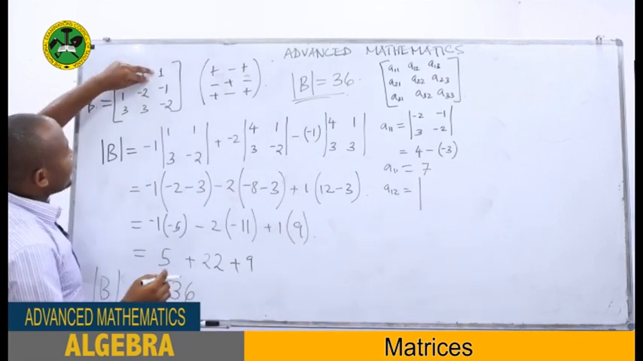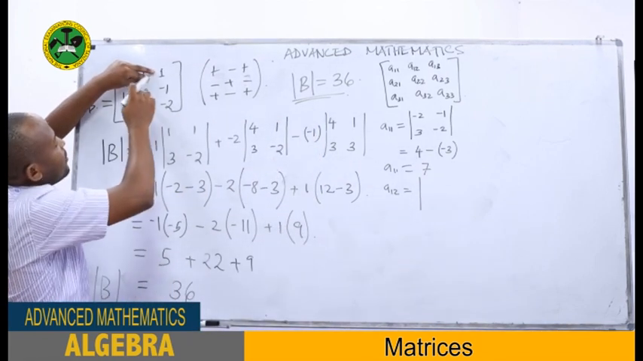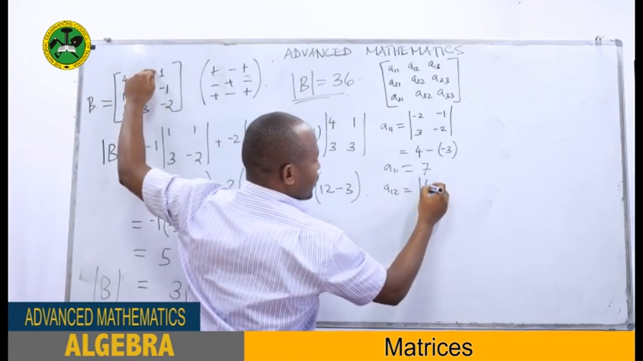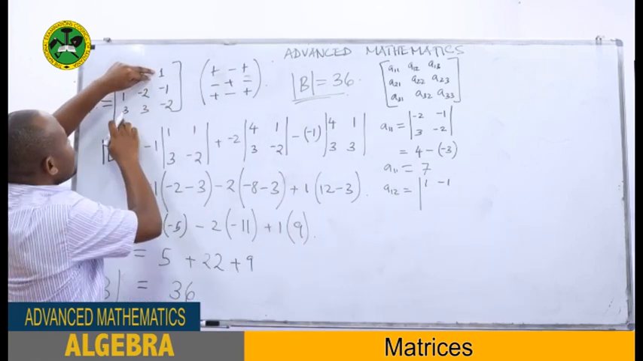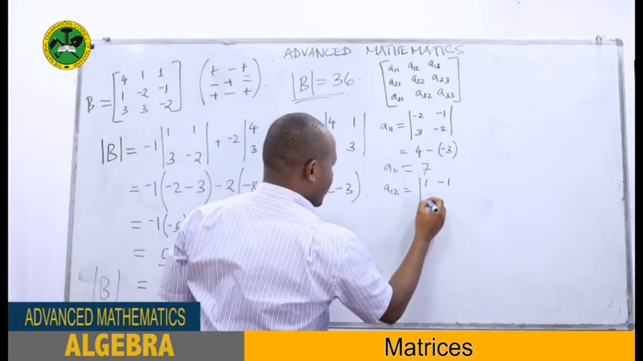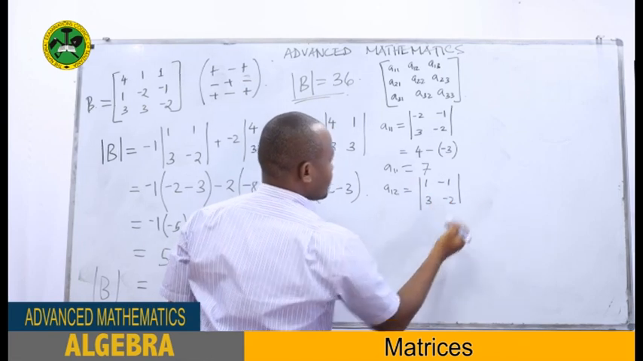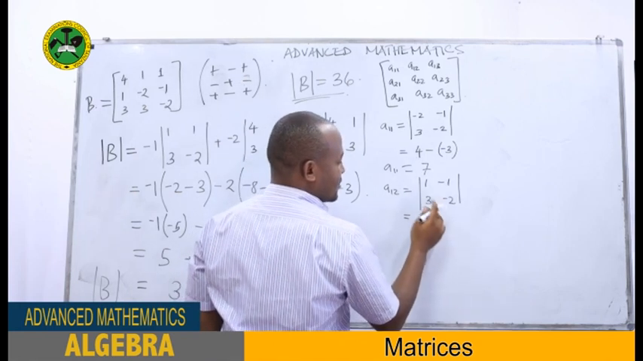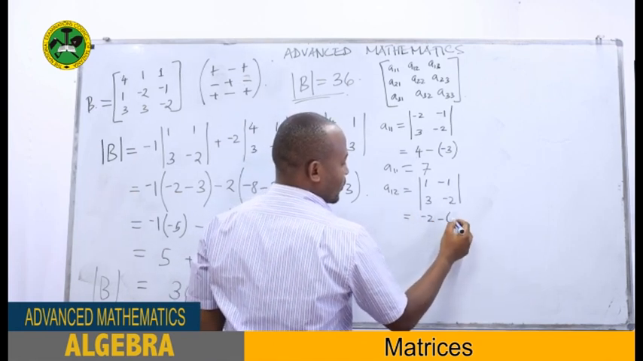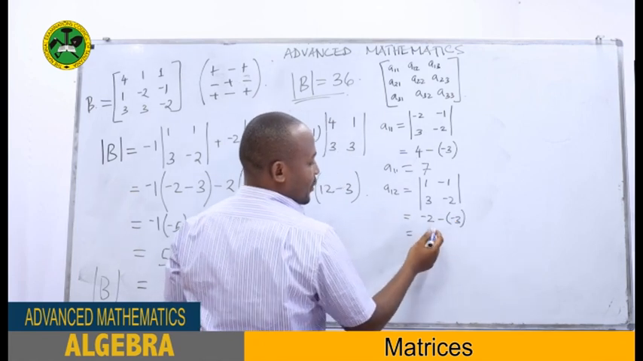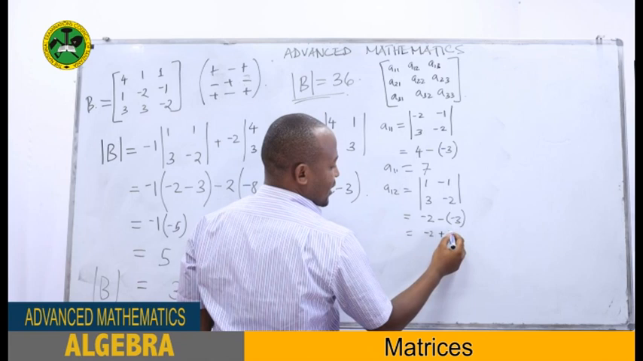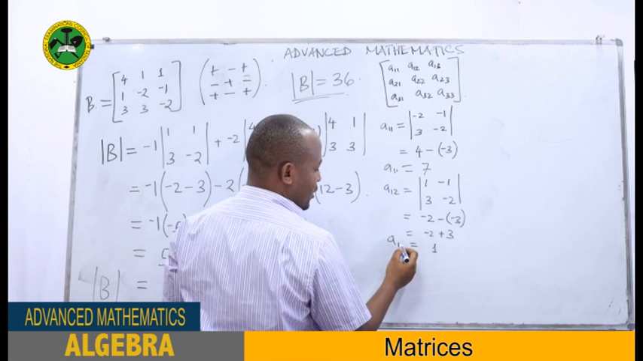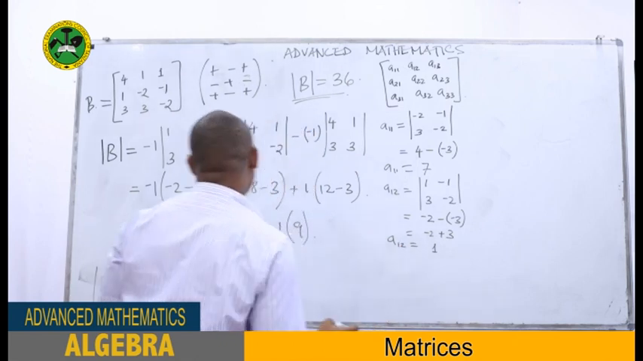A1,2, that means we are at that position. That means when that column and row go, we are left with 1, negative 1, and 3, negative 2. Then the determinant of that is negative 2 minus negative 3, so negative 2 plus 3 equals 1. That means A1,2 equals 1.